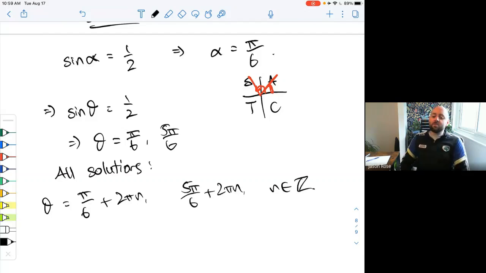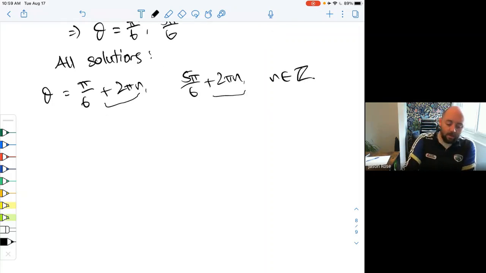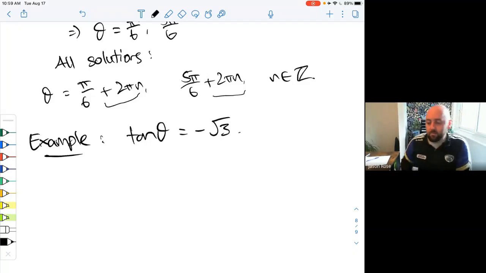And sometimes you're going to see a question like find all solutions to this equation where theta is from 0 to 2 pi. In cases like that, where the question says in the range 0 to 2 pi or whatever, you don't have to worry about the 2 pi n. You could drop it. But when it's just find all the solutions, then you have to think about all the different 2 pi multiples as well. Okay, let's do another one. So let's say we're doing tan of theta equals minus root 3.